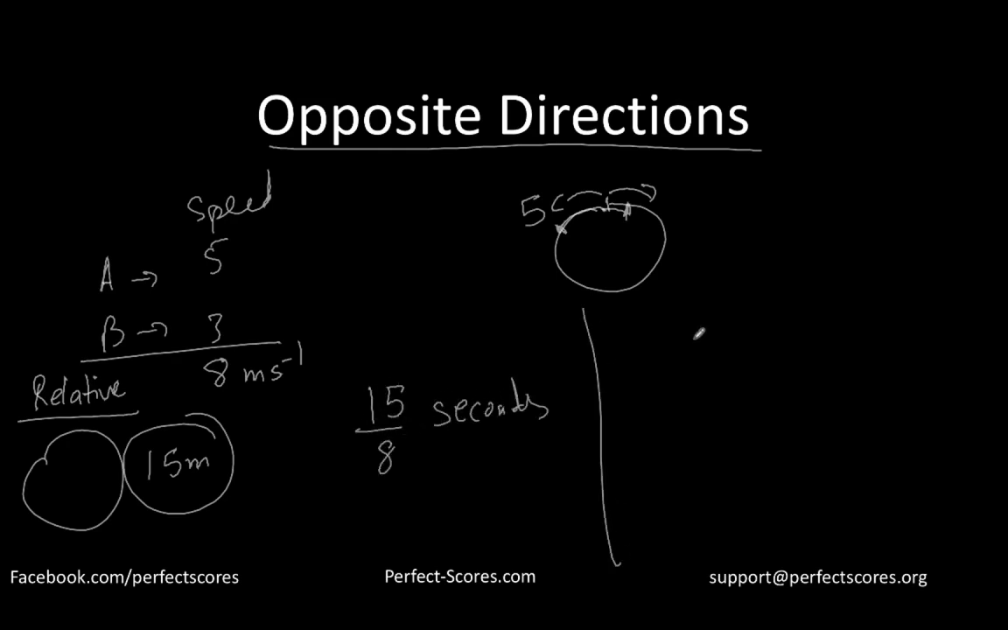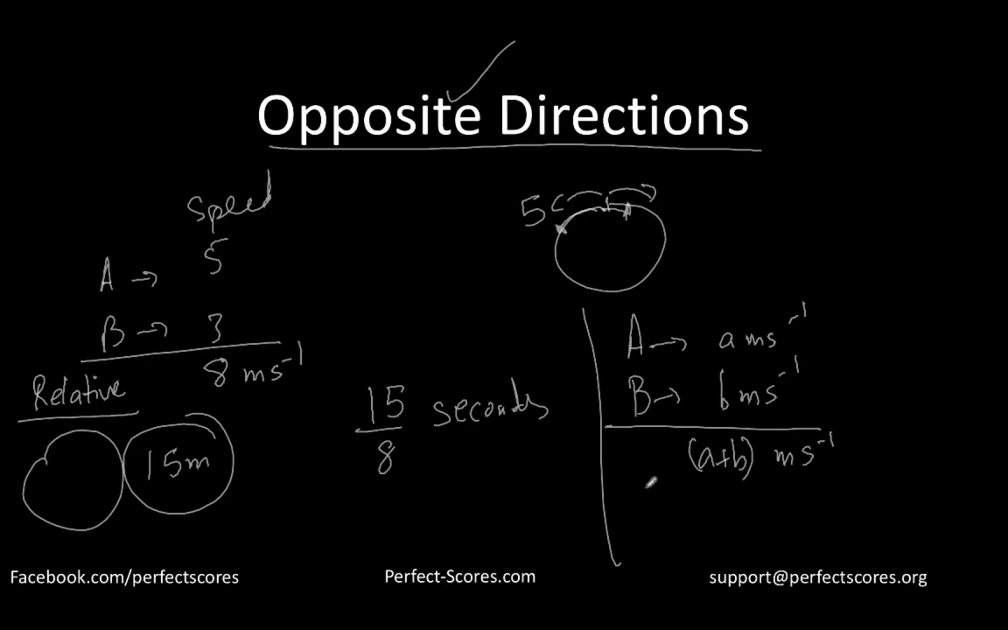So if I say that there is a person A running at A meters per second, there is a person B running at B meters per second, their relative speed is going to be equal to A plus B meters per second because they are running in opposite directions. And if the whole circle is of L meters, that means they will meet each other after L over (A plus B) seconds.